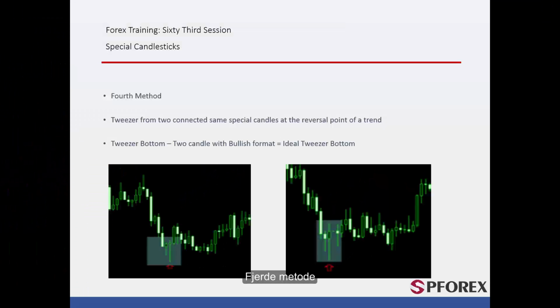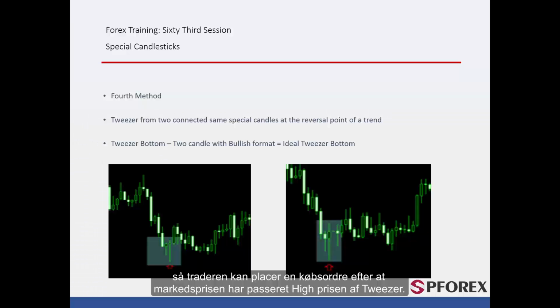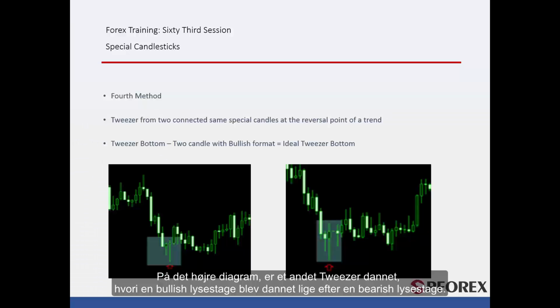Fourth method. A trader can utilize Tweezer candles to determine pivot points. On the left graph, two bullish hammer candles have formed a tweezers pattern on a downward trend. So, a trader could place a buy order after market price has passed the high price of tweezers. On the right graph, another tweezers has formed, in which a bullish candle formed just after a bearish candle. Tweezer patterns with two bullish candles have more power than tweezers with a bullish and a bearish candle.